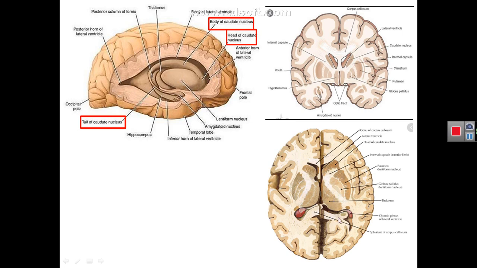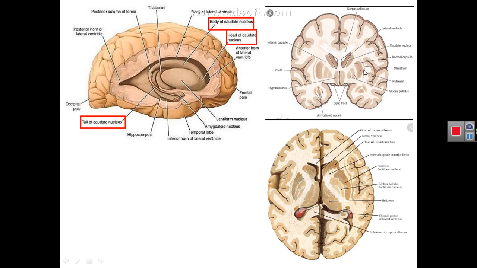And in coronal section again you can see here the caudate nucleus head forms the floor of the anterior horn of the lateral ventricle, and you can see also this is the tail of the caudate nucleus forming the roof of the inferior horn of the lateral ventricle. You can see that the caudate nucleus is separated from the lentiform nucleus by the internal capsule, and the lentiform nucleus is related laterally to a lamina of gray matter which is called the claustrum.